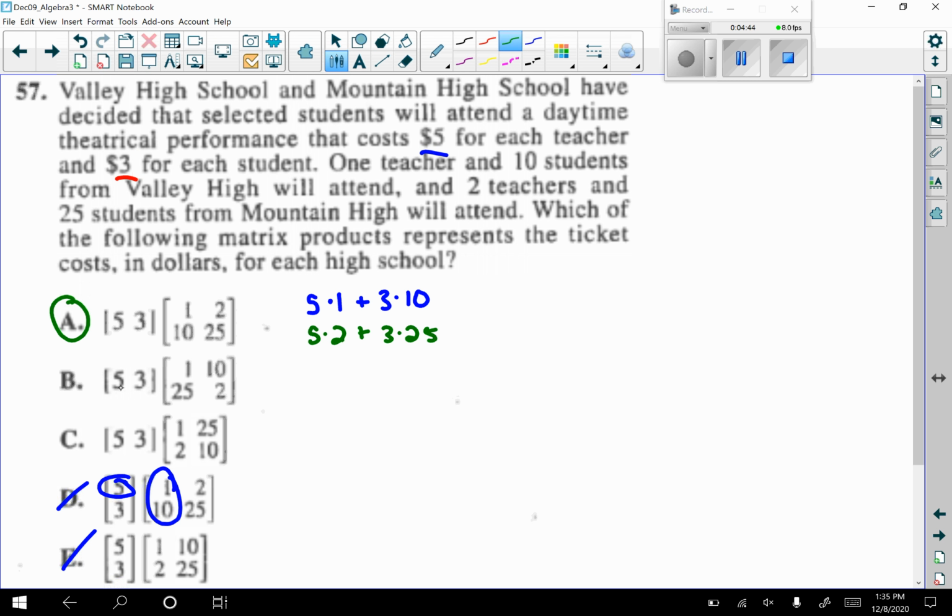So for B, I'd have to multiply $5 times the 1 teacher, but then $3 times the 25 students, but those are from 2 different schools. So that's what's wrong with B. And then for C, we would have $5 times the one teacher plus $3 times the two teachers. So that's what's wrong. So it is matching. When I go to multiply this together, it is matching the two sentences as we multiply the row times the column for the paragraph that's here.